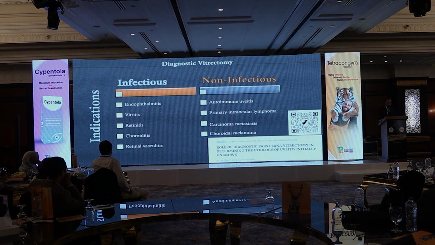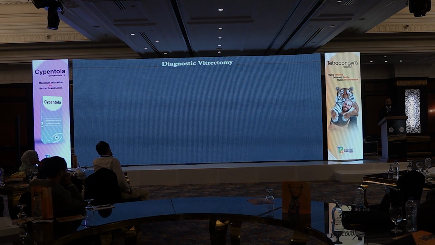Actually, Zhen Yuzao did a study of 16 studies. By the way, you can scan the QR code and it will send you directly to the study if you want. 16 studies involving 1,195 patients were finally included. The success rate of diagnostic PPV to diagnose unknown cases in uveitis was 44%. So maybe diagnostic vitrectomy has a role after all.